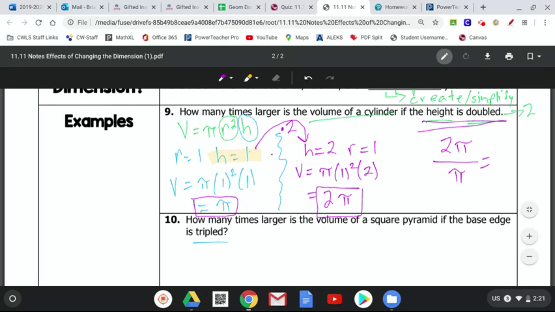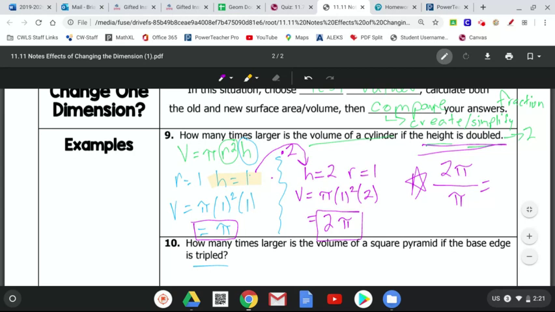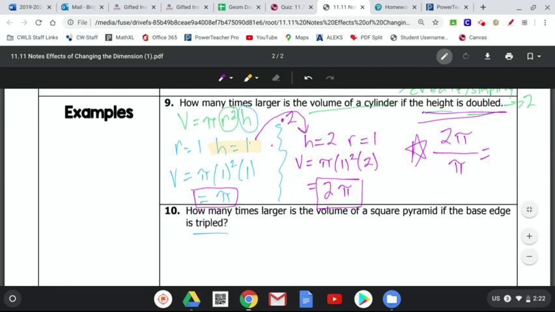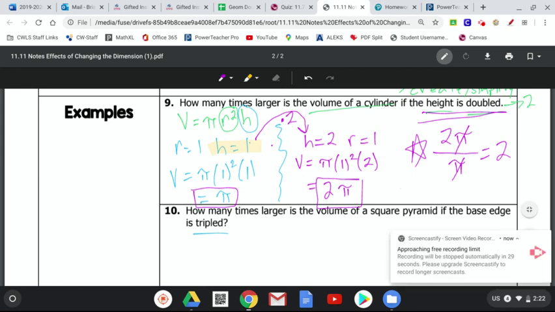So for this one, we do 2 pi divided by pi. This part right here is where we are comparing our answers. You're just going to create a simplified fraction, basically a ratio between the two cylinders. Put the big number on top, the smaller number on the bottom. When you do this, the pi's cancel and you're just left with 2. So how many times larger is the volume of a cylinder as the height is doubled? 2 times larger. That's all you have to do.